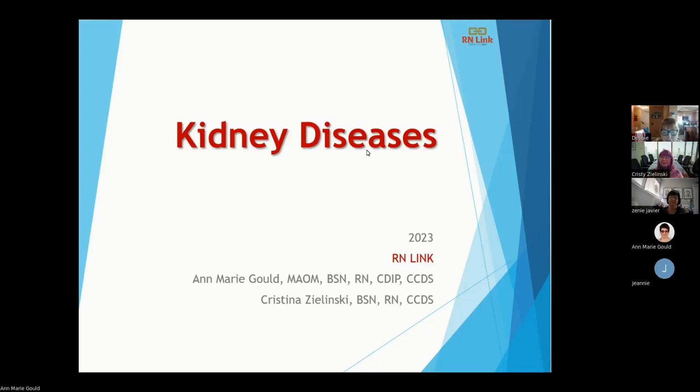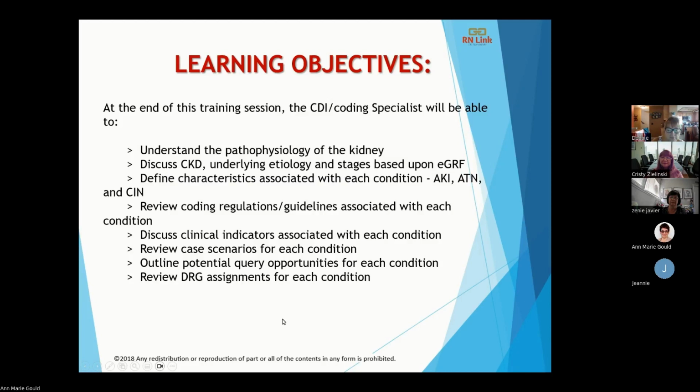Okay, so our topic today is kidney diseases. So the learning objectives that we have: we hope that you all learn to understand the pathophysiology of the kidney, discuss CKD, underlying etiology and stages based on the estimated GFR, and define characteristics associated with each condition, which of course we're going to go through: the AKI, the ATN, and the CIN.